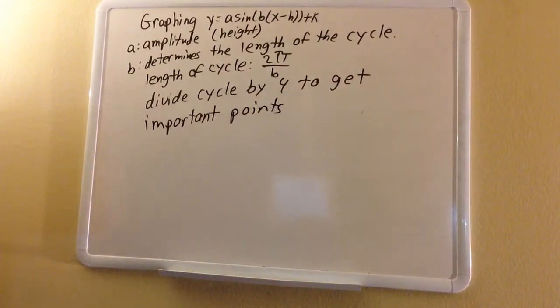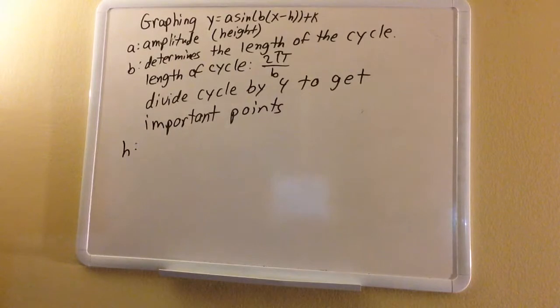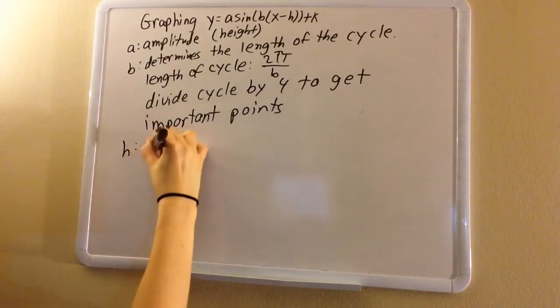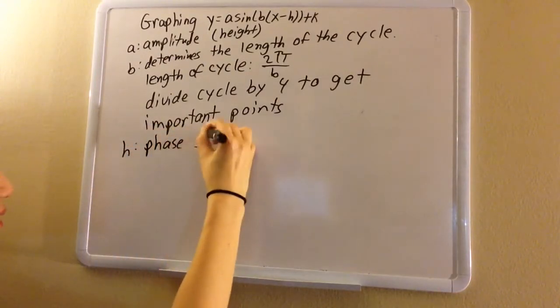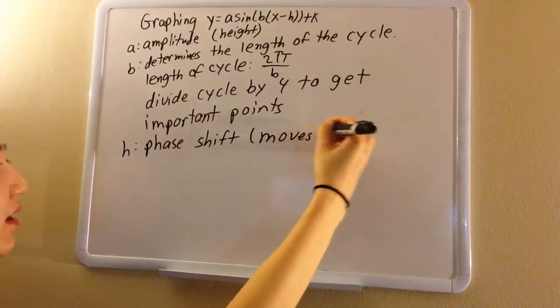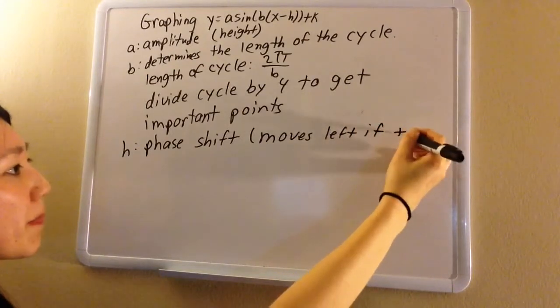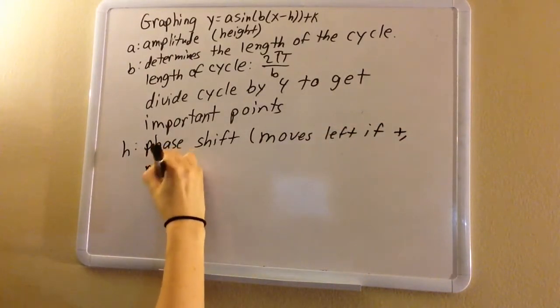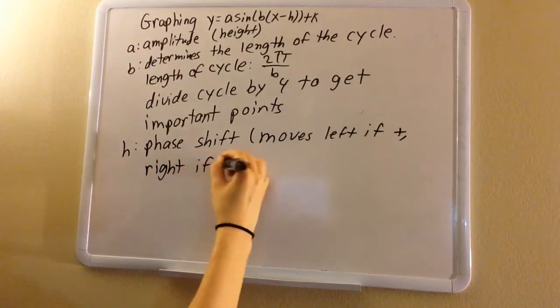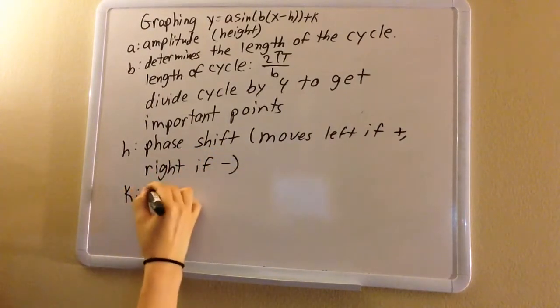Okay, so that's B. H is moving it left or right. It's called a phase shift. It moves left if positive, right if negative, okay? And then K just moves it up or down.